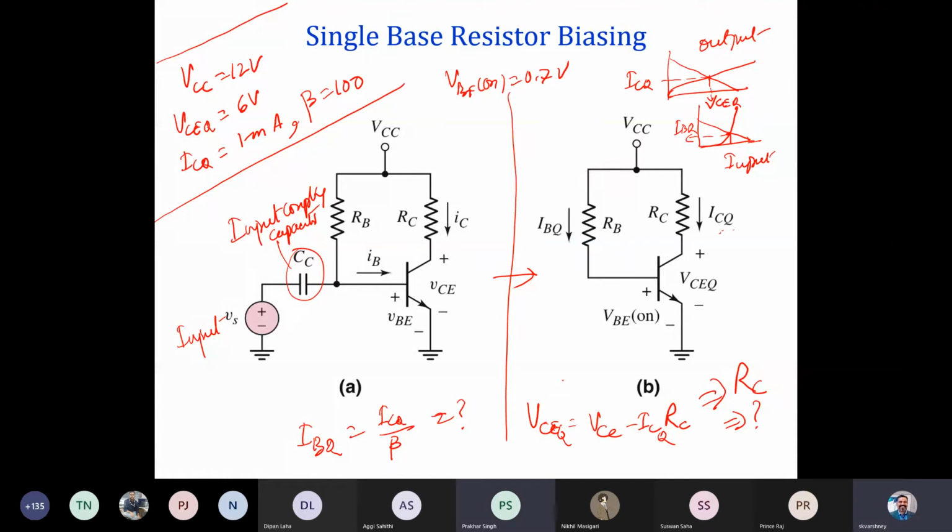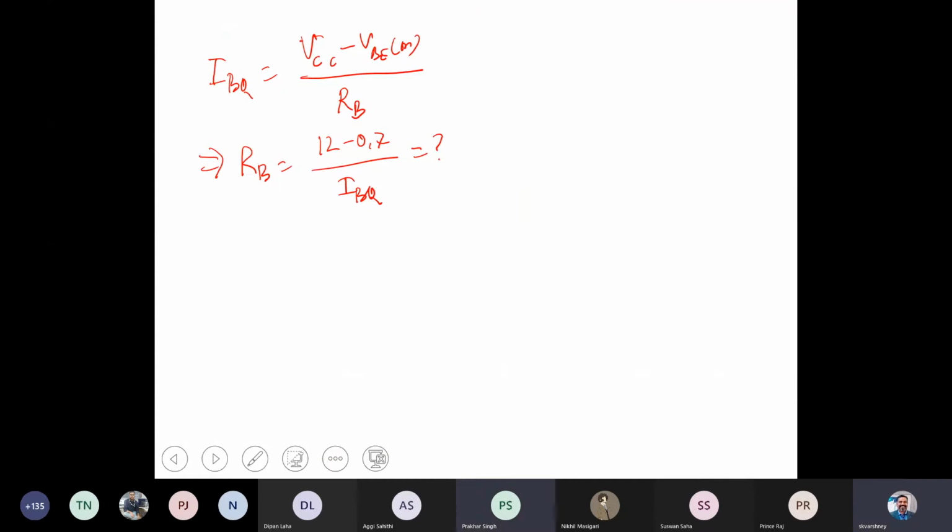Sir, 1130 kilo. How much? So RC is 6 kilo. Okay. RB is 1130 kilo.